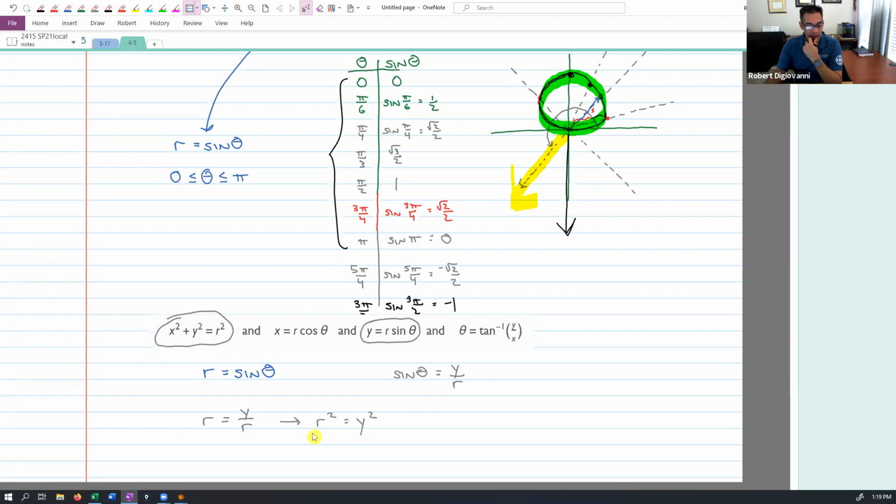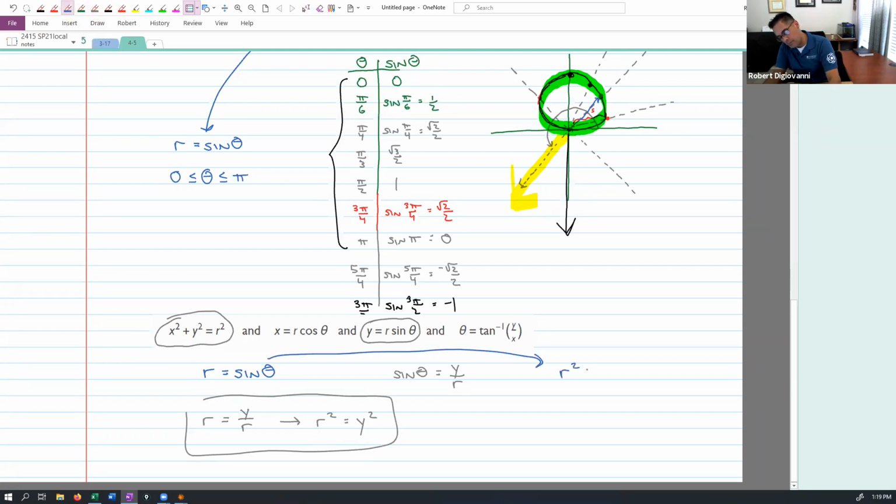So let me see, is there something else we can do? How about this? Let's keep this on the back burner for now. Let's take this equation again and let's square both sides. You agree with that? Okay. So r squared is sine squared theta.